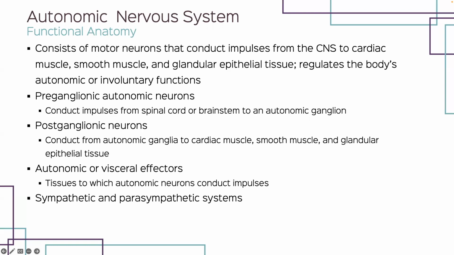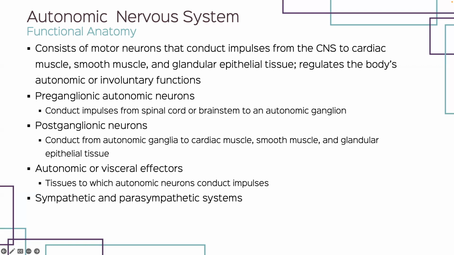On the other hand, motor nerves that control the voluntary actions of skeletal muscles are sometimes called the somatic nervous system. The preganglionic neurons are autonomic neurons that conduct impulses between the spinal cord and a ganglion. Postganglionic neurons conduct impulses from a ganglion to cardiac muscle, smooth muscle, or glandular epithelial tissue. The autonomic or visceral effectors are the tissues to which autonomic neurons conduct impulses.